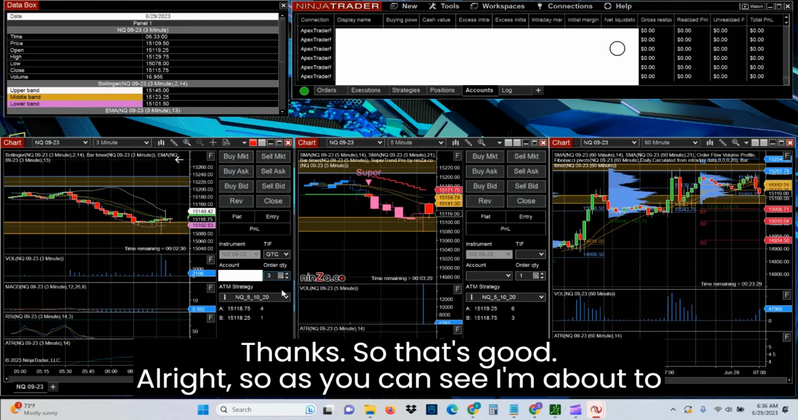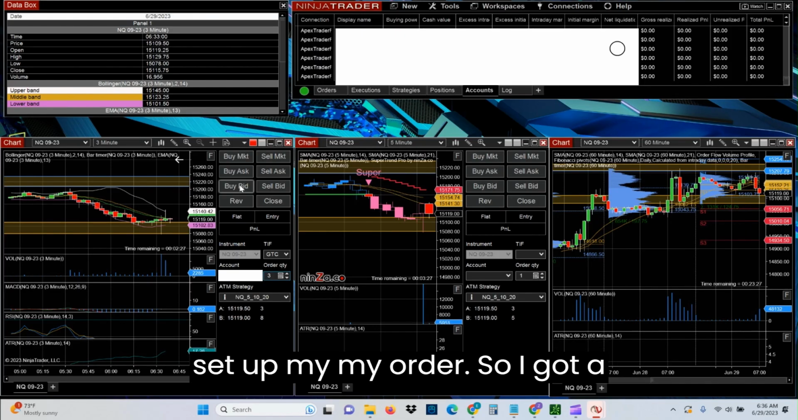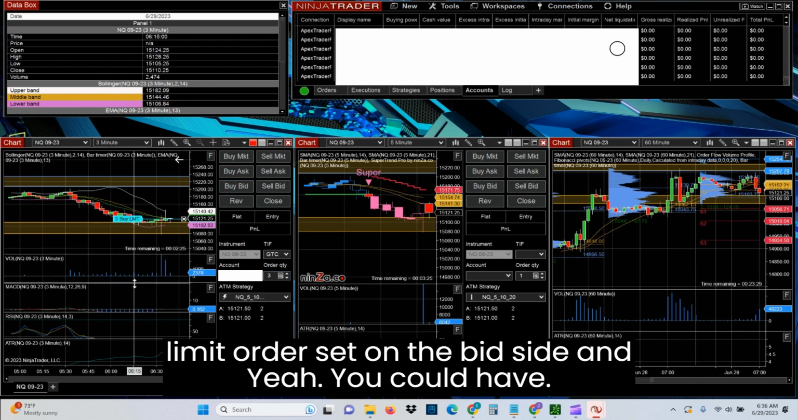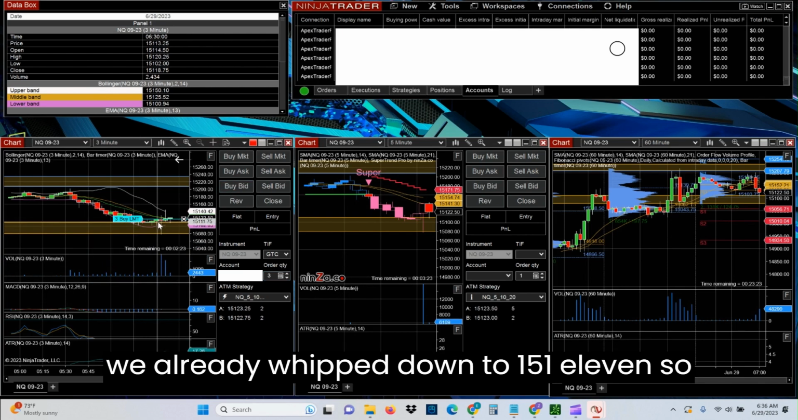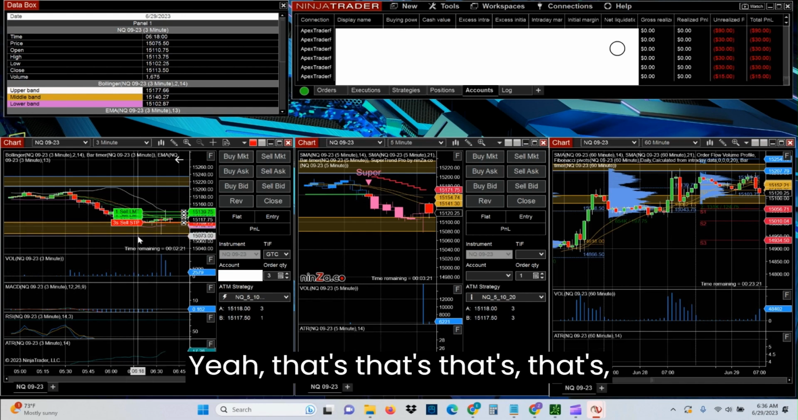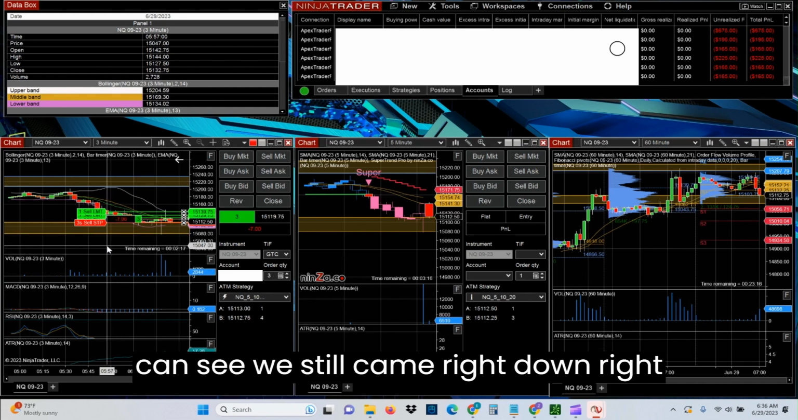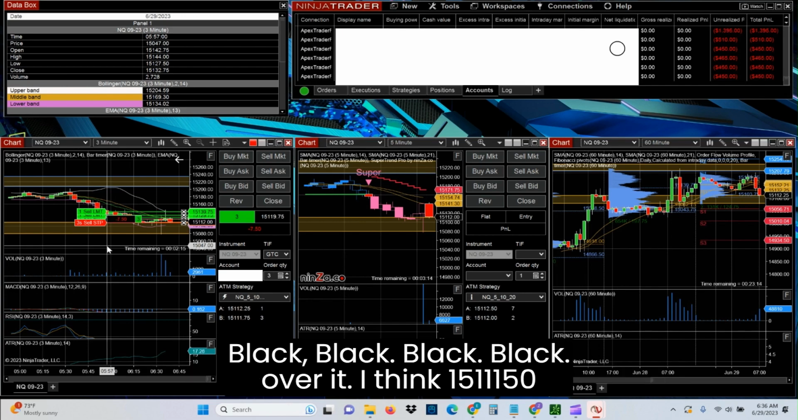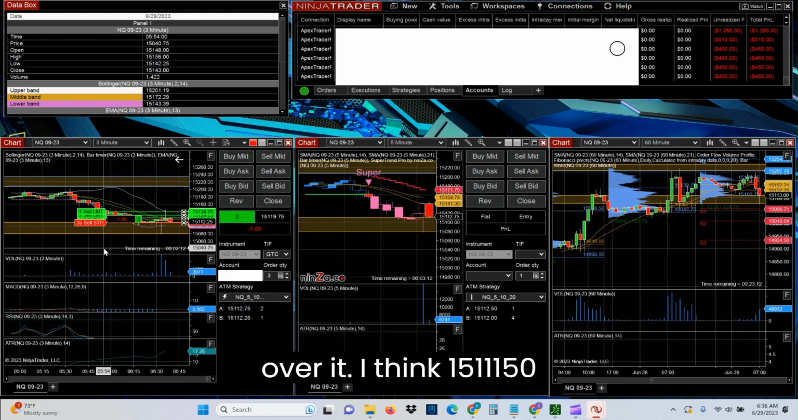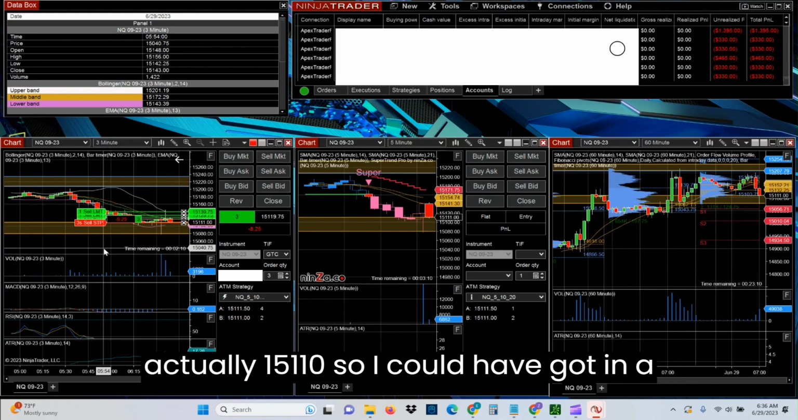All right, so as you can see, I'm about to set up my buy order. So I got a limit order set on the bid side. We already wicked down to 151.11, so I thought I missed my entry. But as you can see, we still came right down, right over it. I think 151.10, actually. So I could have got in a little bit lower.